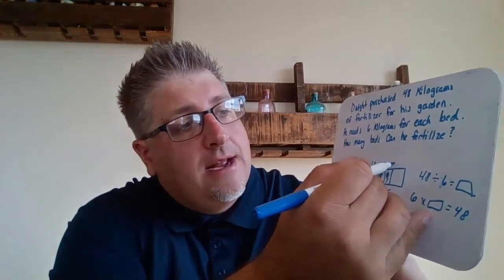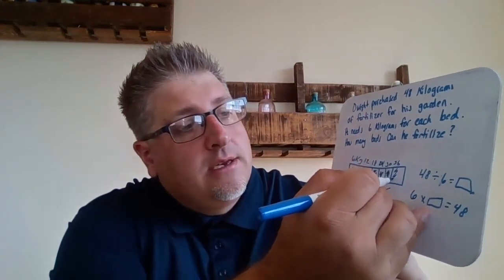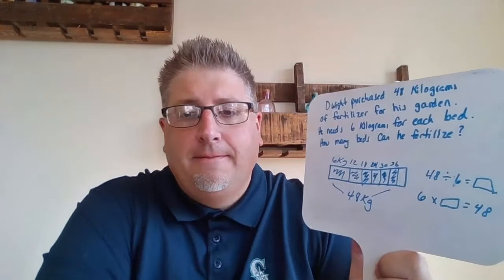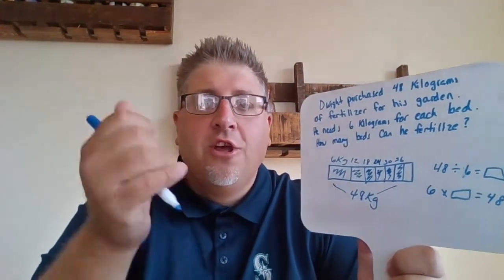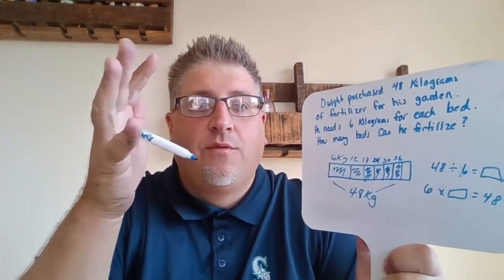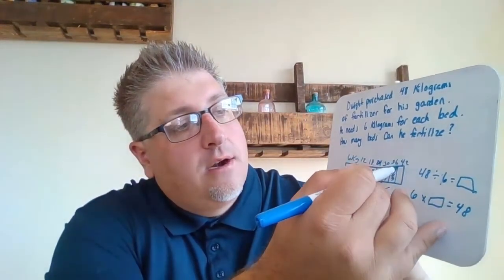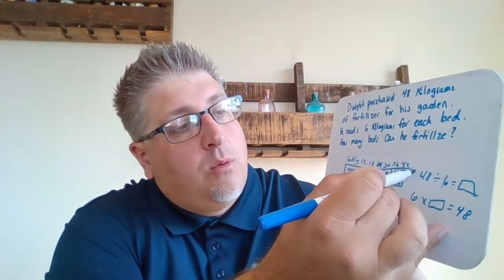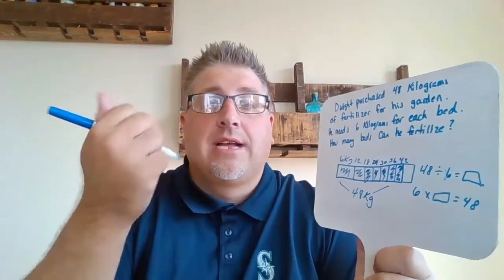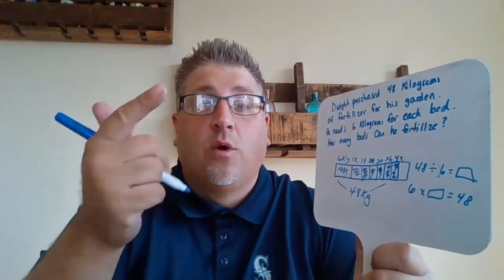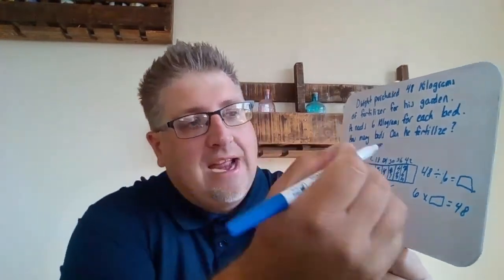Got a little tongue-tied there. That's okay. 36. Are we there yet? Not yet. Let's count up 6 more. 37, 38, 39, 40, 41, 42. Getting closer. We're in the 40s there. Let's draw one more bed here. Let's count it up. 43, 44, 45, 46, 47, 48. There we go.